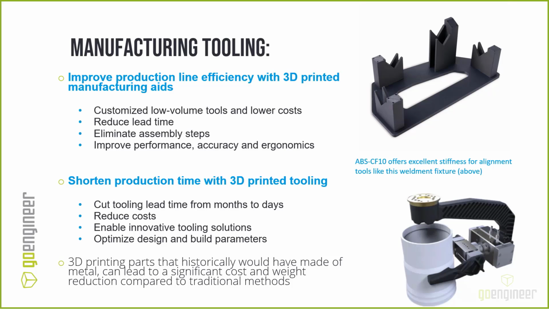Another huge segment for applications is manufacturing tooling. It allows improved production line efficiency with 3D printed manufacturing aids. You can shorten the production time with 3D printed tooling, and 3D printed parts that historically would have been made of metal can now be printed, which leads to a significant cost and weight reduction compared to traditional methods. Interestingly, Stratasys' internal analysis suggests that the additive manufacturing market for polymer jigs and fixtures is expected to grow at about 14.2% annually between 2019 and 2023 to nearly a $600 million market.